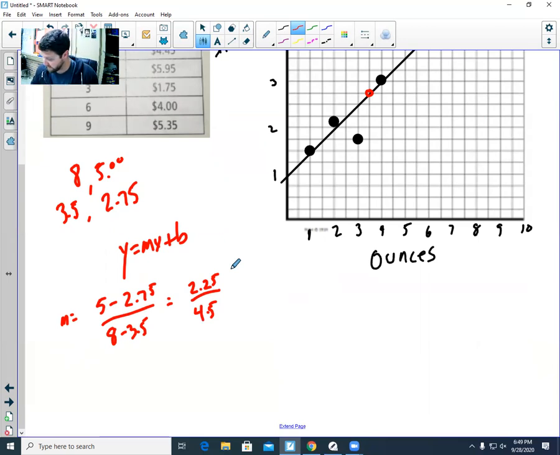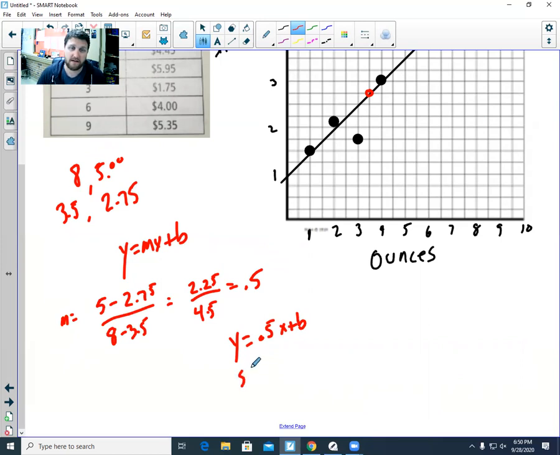So 2.25 divided by 4.5 is going to give me 0.5. I guess I should have known that. Anyway, it's 0.5. And now I'm just going to plug one of these points in here to figure out my other slope, or my b value. So it's going to be y equals 0.5 times x plus b. I don't know what b is, so I'm going to take one of these points. Let's choose the nicer one, 8 and 5.